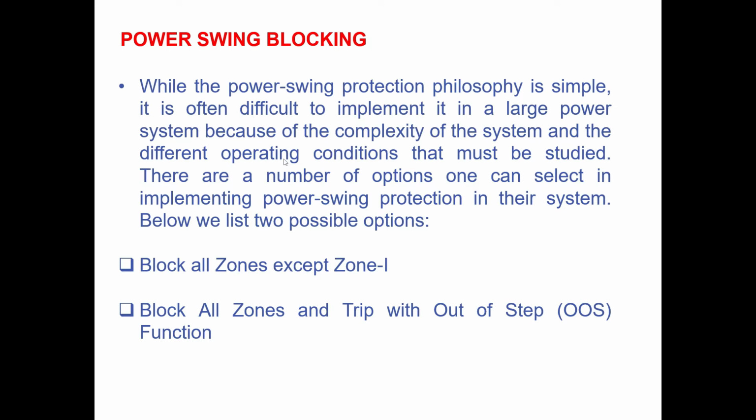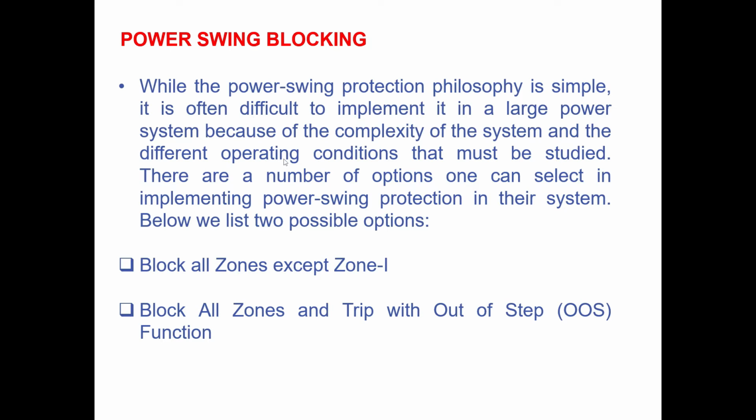So there are a number of options one can select in implementing power swing protection in their system. Generally, two things are being judged. First of all, some of the utilities are using the approach to block all zones. Some other utilities are using block all zones except zone 1. Some utilities are using the concept of blocking all zones and tripping with the out of step function.